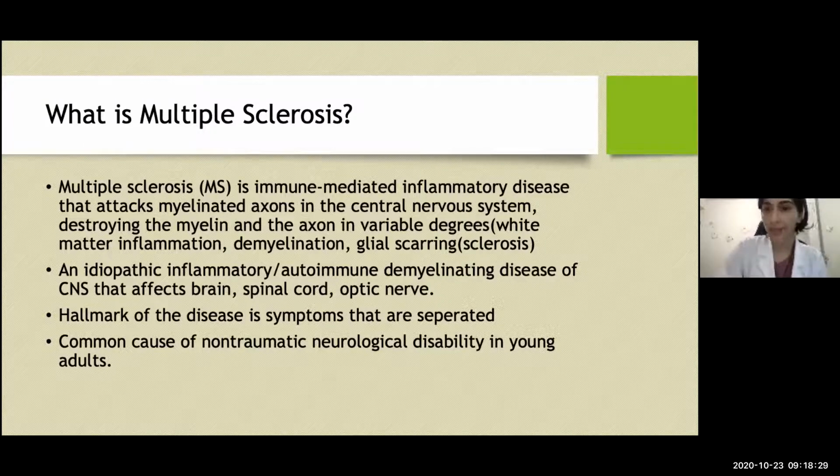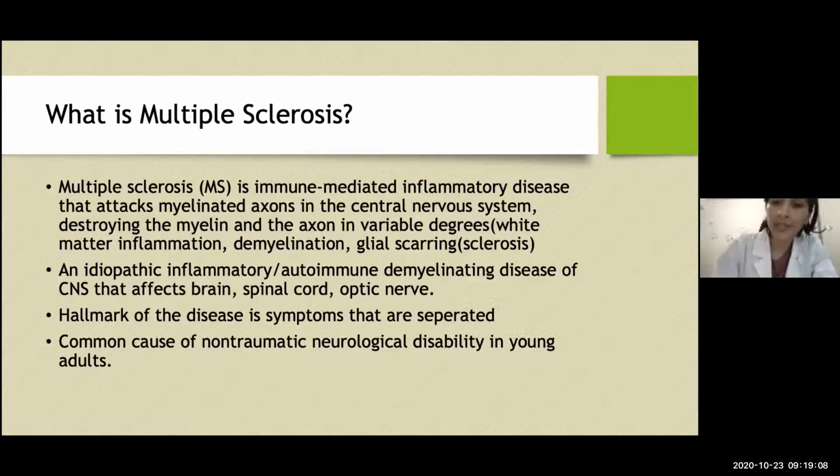So this slide gives a brief overview of multiple sclerosis. So what is multiple sclerosis? It's an idiopathic demyelinating disease caused by an autoimmune process causing chronic inflammation affecting different parts of the CNS like the brain, spinal cord, or optic nerve. This immune-mediated inflammatory process affects myelinated axons, and the inflamed myelin leads to plaques or lesions and ends up destroying both myelin and axons to variable extent, leading to white matter inflammation, demyelination, glial scarring, sclerosis, producing disability due to reduced nerve conduction velocity in the demyelinated axons as compared to the myelinated axons, and that leads to ultimate impulse conduction block.